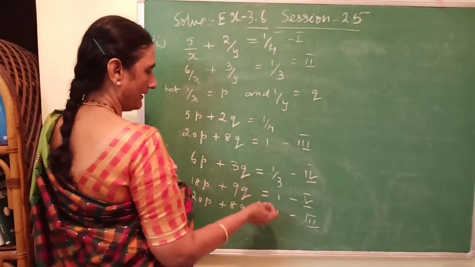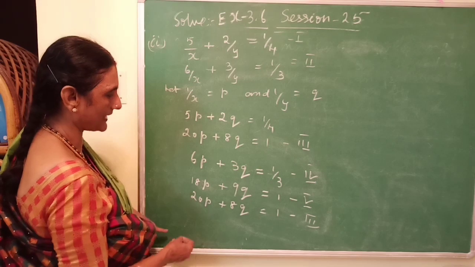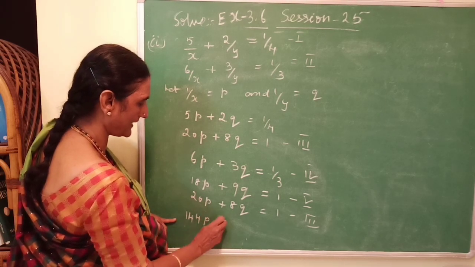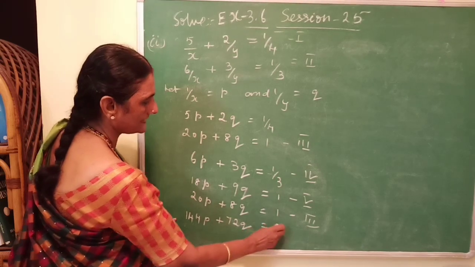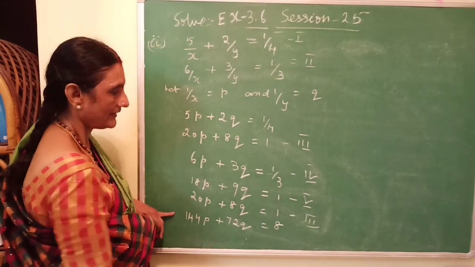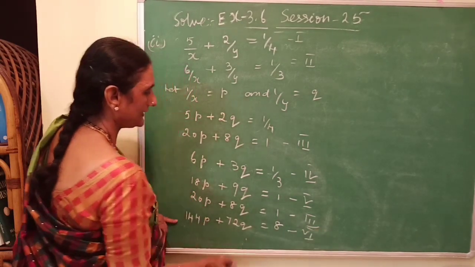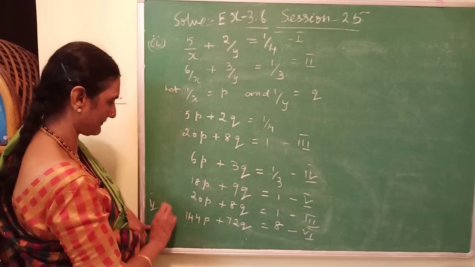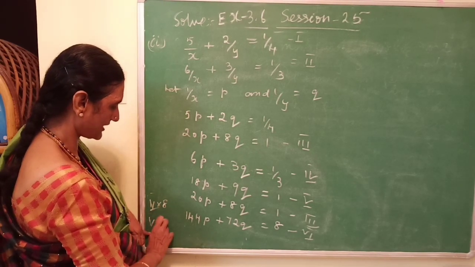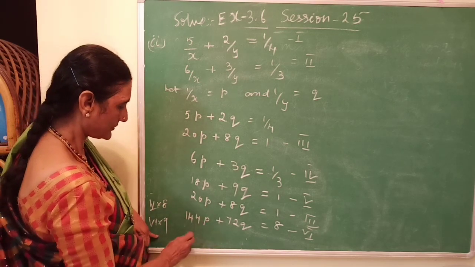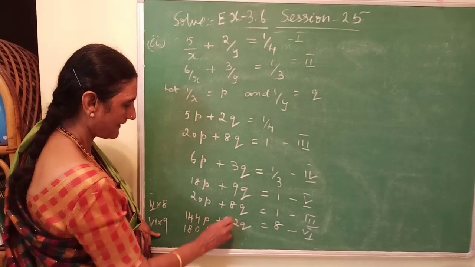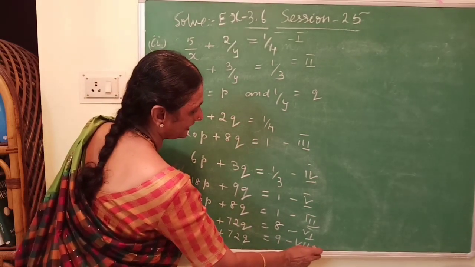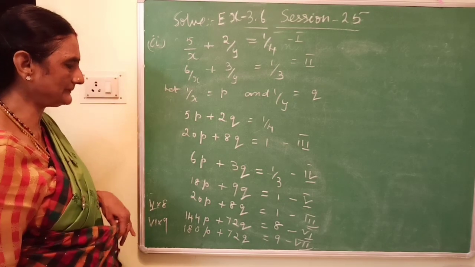Now, the fifth equation, I am going to multiply by 8. So, 18 eights are 144p plus 72q is equal to 8. Correct? Now, this can be equation 6. And the second equation, I am going to multiply by 9. 20 into 9 gives you 180p, and this is 72q is equal to 9. This is the seventh equation. Okay. Shall we proceed further?